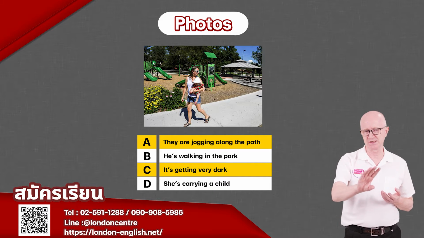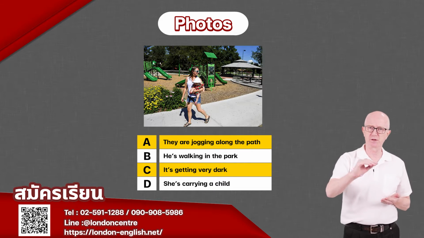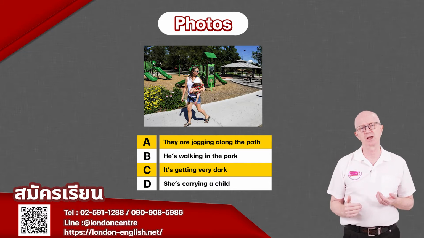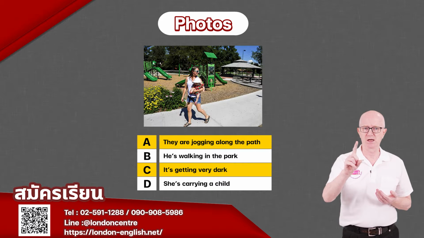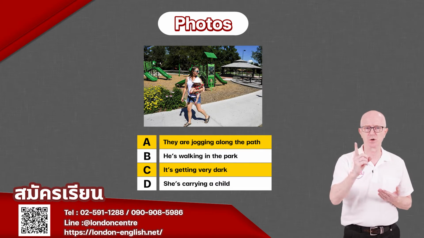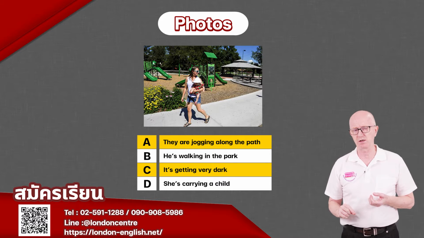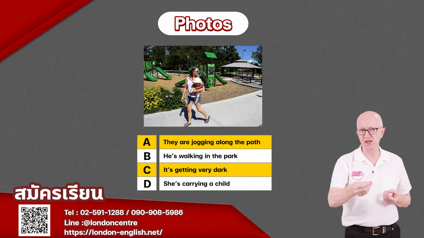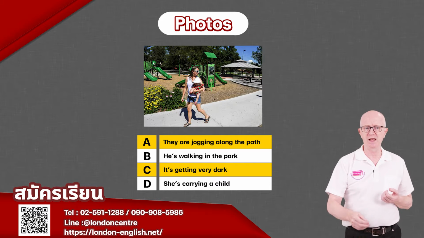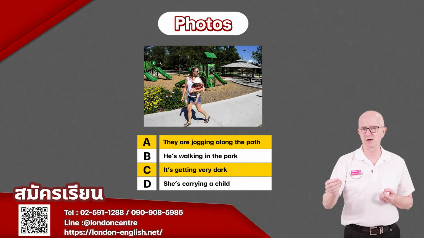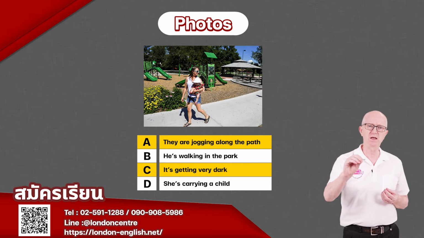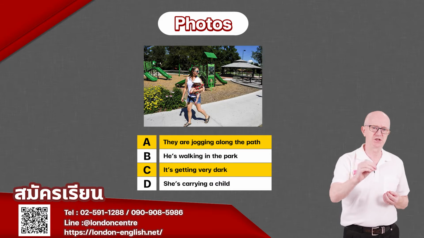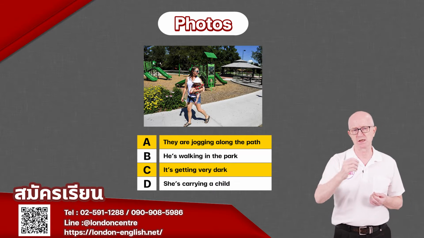Now, I've highlighted D as the correct selection because if you look at A, it says they are jogging along the path. They is plural, but there's only one person, so it can't be A. There's just one woman and she's carrying a child. If we look at B, he's walking in the park. It's a female, so it's a she, not a he, so it's not B. And C, it's getting very dark. Well, the photo's in broad daylight, so it's not dark. The only possible answer would be D. She's carrying a child. Okay, let's move on.